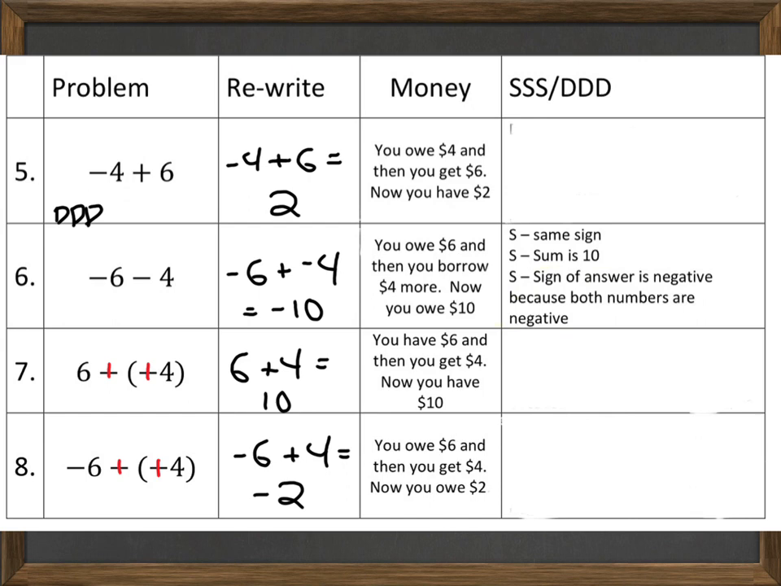Okay, and then lastly, number 7, I think that's the last one that has the same sign. We can see that they're both positive from our rewrite. We have 6 plus 4, and again, we already did that one. We said that the sum is 10. The answer is positive because both numbers in the problem are positive.